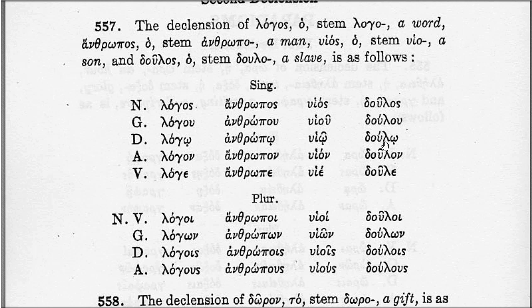Same thing with doulon. But doulon, the omicron is short. The omicron upsilon diphthong is long. Therefore, the penult can take a circumflex. And these are things that you're going to have to recognize. You have to work on. Just go through this. Be a little bit careful. You'll pick it up easily enough. And I shouldn't really worry too much. Okay, that's paragraph 557.